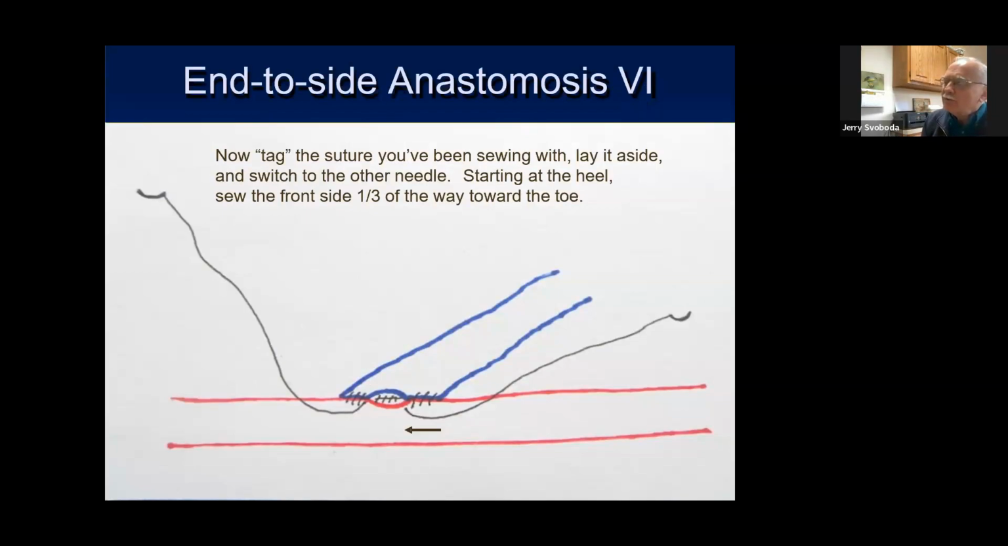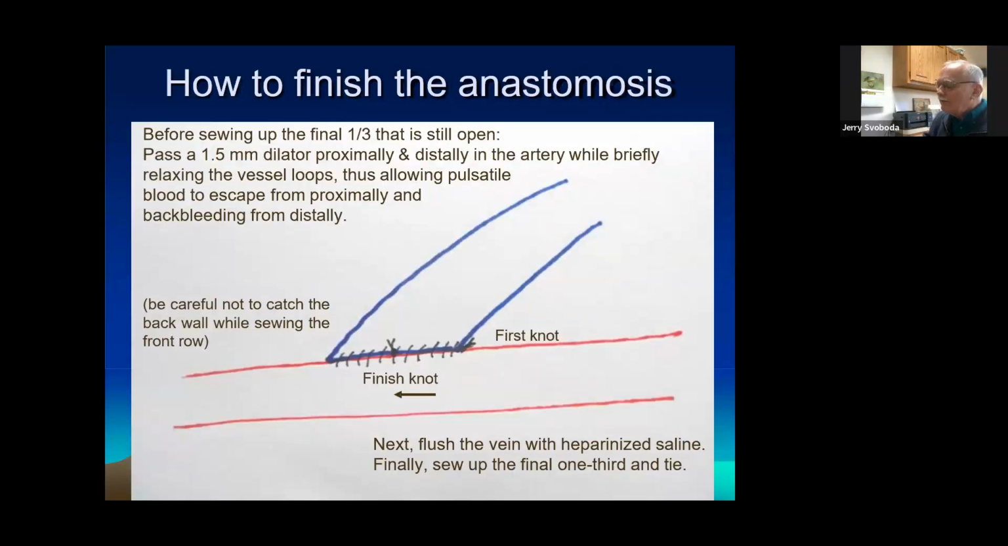When you're doing this, you have to make sure you're not catching the back wall. But if you follow these points, it'll go pretty easily. Now you've got 1/3 of the front row still open, and you use that to flush the vein and flush the artery. Passing a 1.5 millimeter dilator proximally and distally in the artery, while not absolutely necessary, allows blood to flow, and especially if you've harmed the artery with the vessel loop traction, it will help to settle that area down and dilate it up.